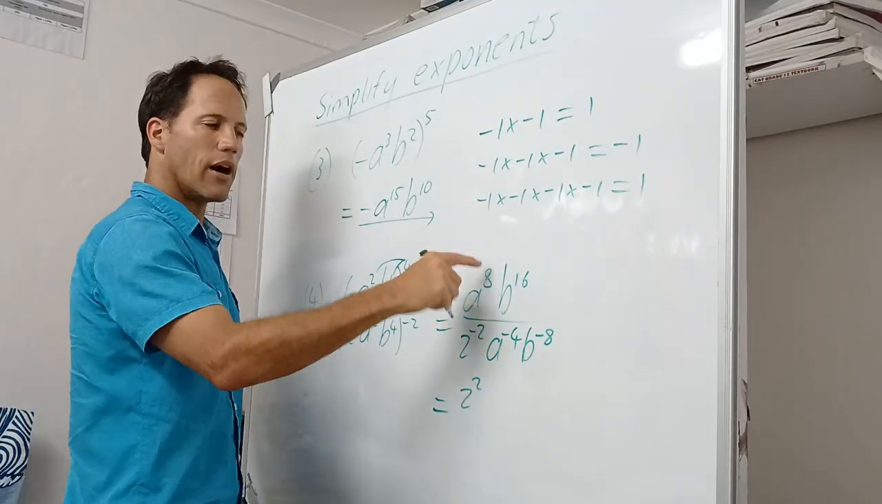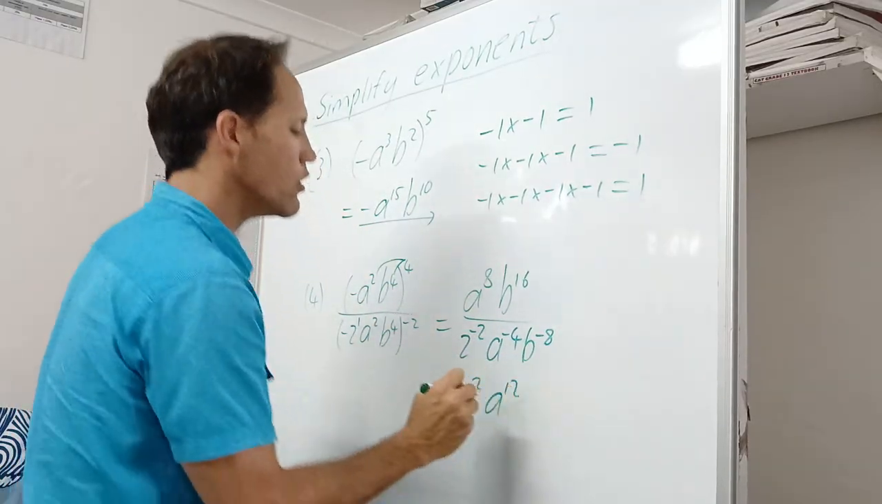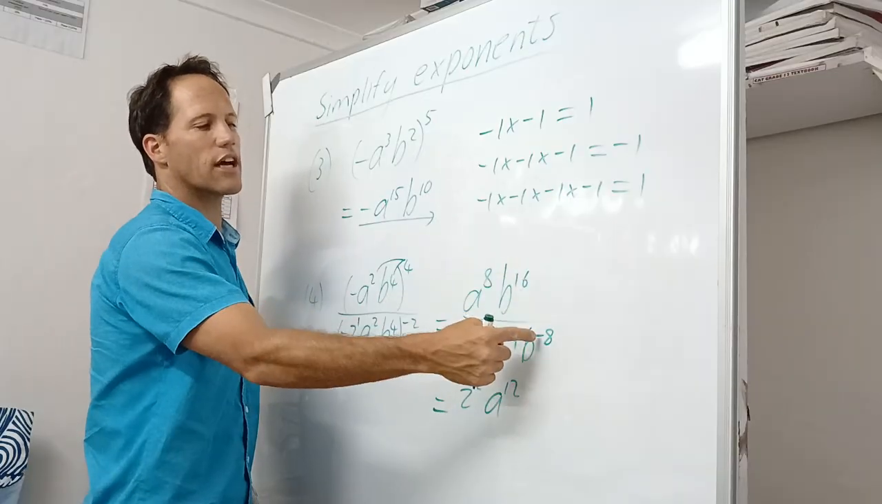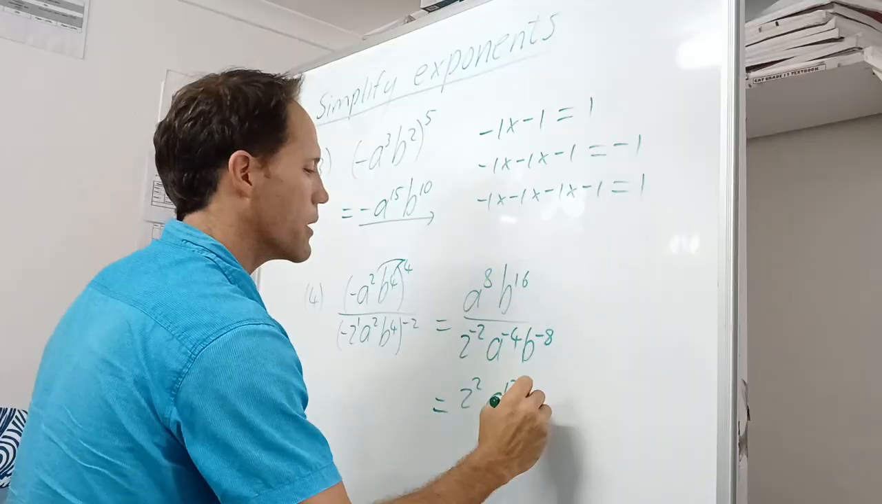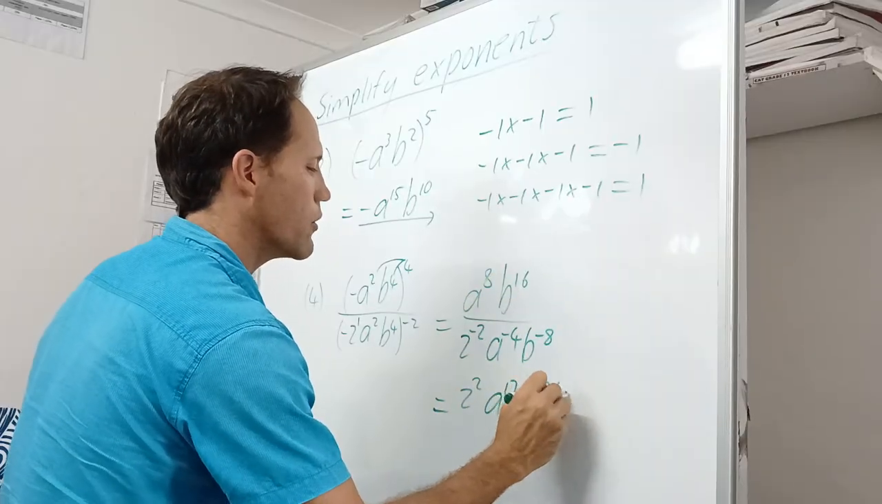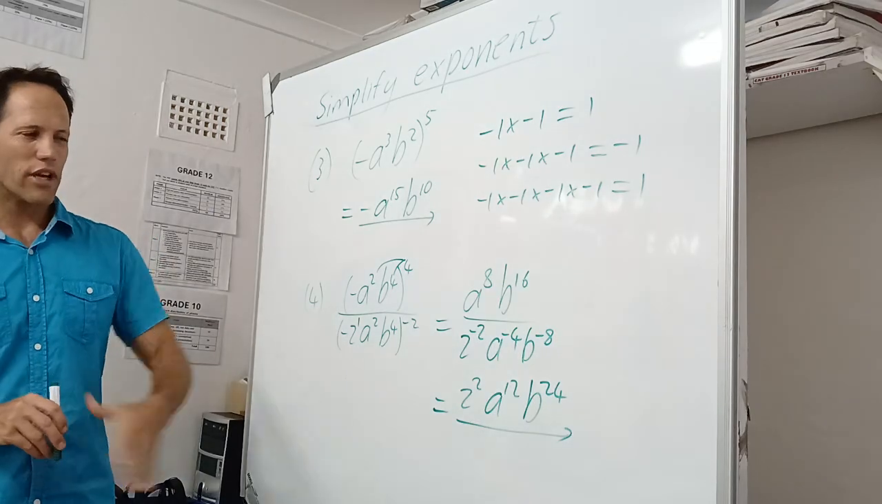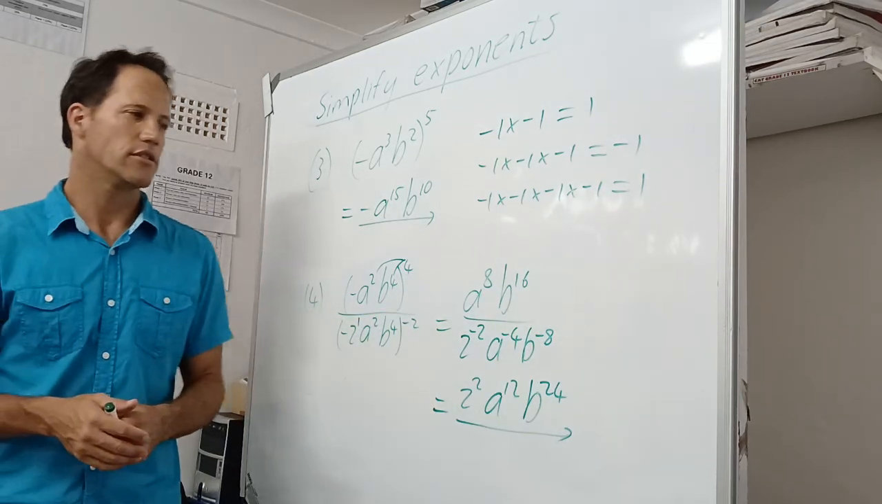8 minus 4 becomes plus 4. So it's a to the power 12, the plus 4. And then 16, and then take the negative 8 out, it's plus 8. So it's going to be b to the power 16 plus 8 gives you b to the power 24. That's the answer. And that's it. In one step, you go to the answer from there to there. Add the exponents.